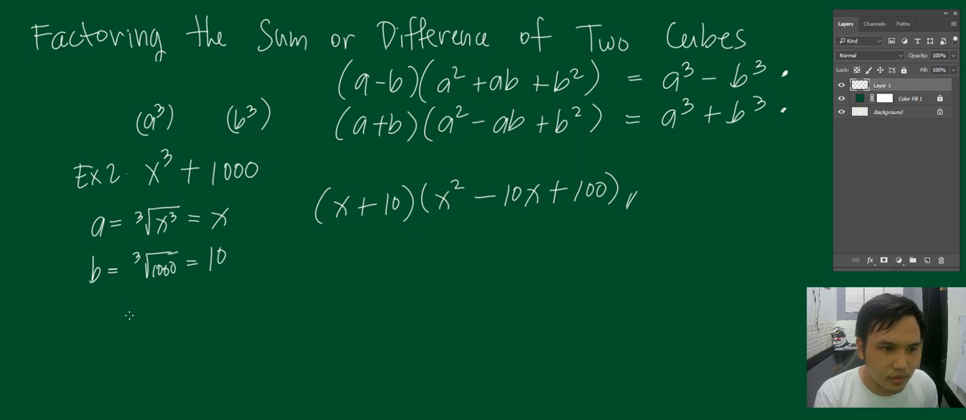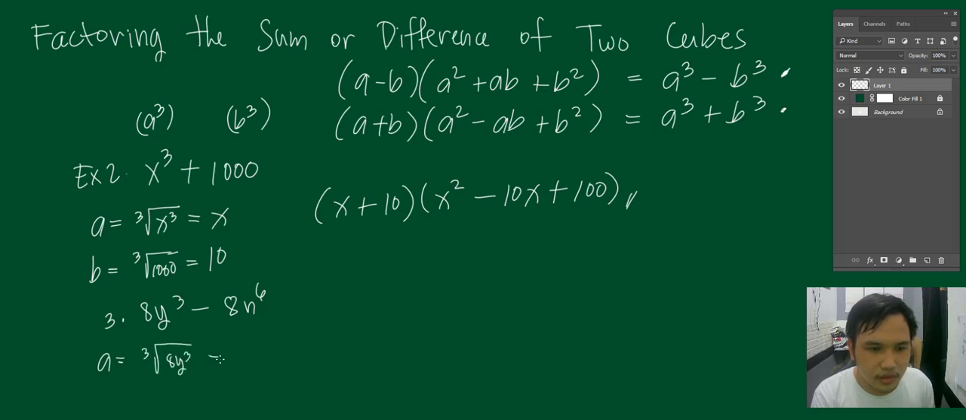Example number 3. Ito yung last natin for this lesson. We have 8y cubed minus 8n to the 6th. So, ang susundan nating pattern, ito ay negative. So, yung nauna, we have a equals the cube root of 8y cubed. That is equal to 2y. Then, b natin is the cube root of 8n raised to 6. That is equal to 2n squared.